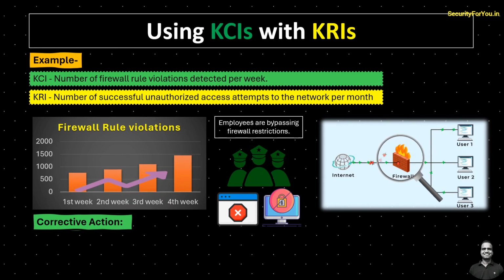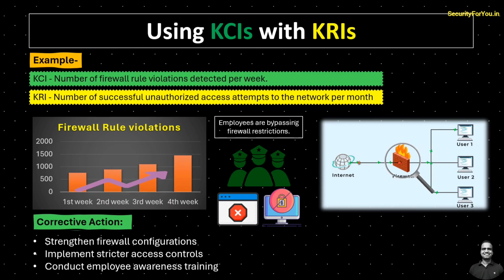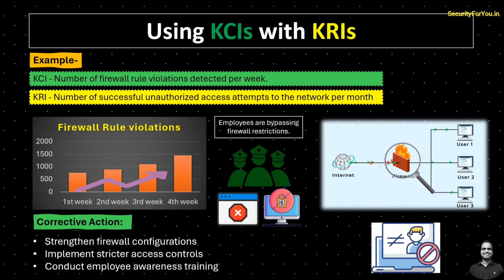By identifying this increase in firewall rule violations through the KCI, the organization can take corrective actions promptly. The security team can strengthen firewall configuration, implement strict access control, and conduct employee awareness training on acceptable internet usage policy. And this proactive measure helped prevent unauthorized access attempts to the network, which was our KRI, from occurring, reducing the risk of potential data breach and cyber attacks, right?